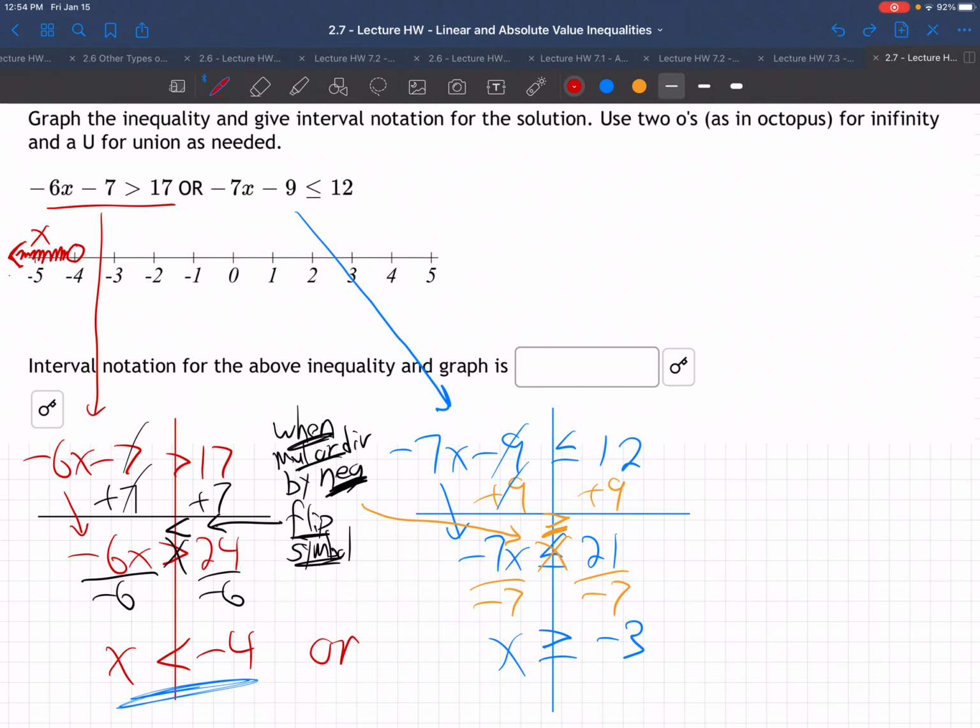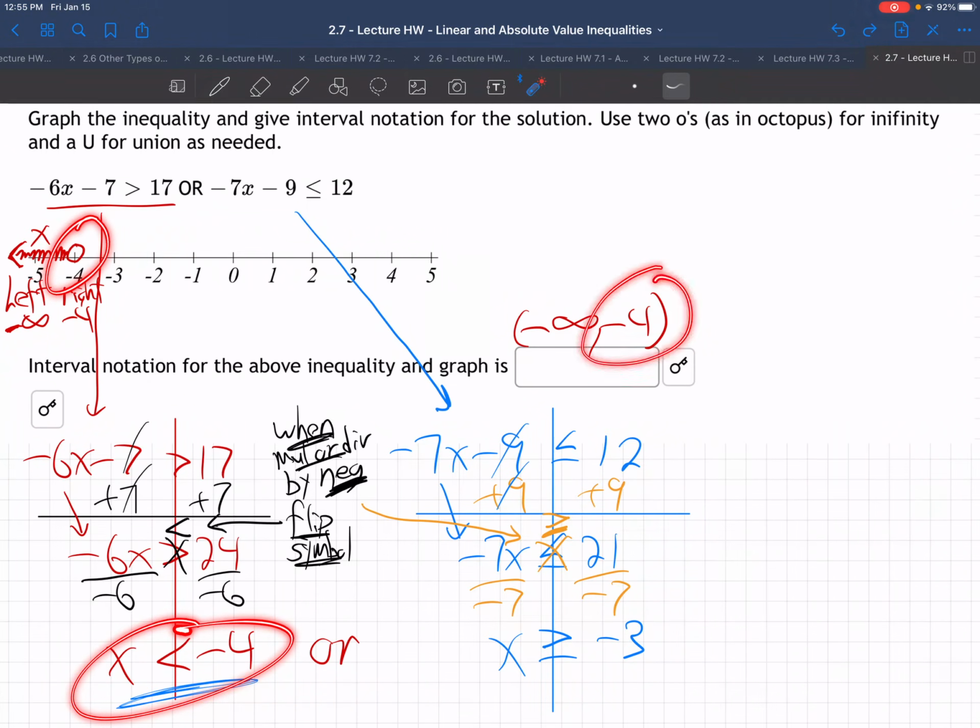How do you say that part? Remember, you say left edge, right edge. What's the left edge? Negative infinity. It goes left forever, and the right edge is negative 4. So there's the first part: negative infinity, negative 4, with a parenthesis, because that's the same as an open dot. If this was a solid dot, because this was equals, then this would be a bracket, because you'd be right on the negative 4. But it's not equal to negative 4, so it's an open dot and a parenthesis.